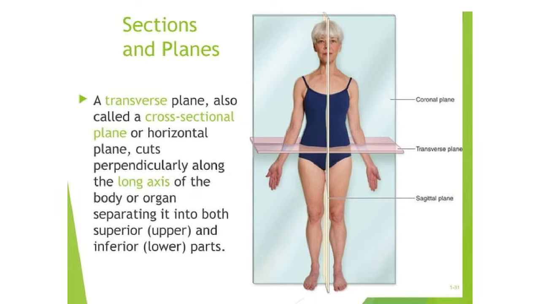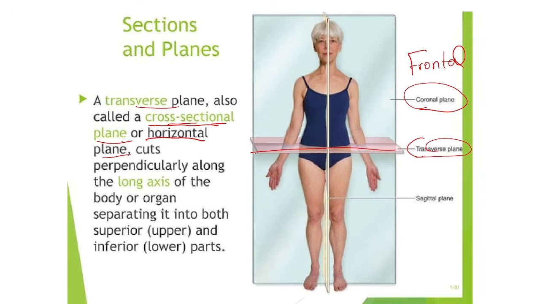Next plane, the transverse plane. The transverse plane is also called the cross-sectional plane. What is the other name for the coronal plane? That is the frontal plane. The transverse plane is otherwise called the cross-sectional plane or horizontal plane. This is a horizontal line. This horizontal line cuts perpendicularly along the long axis, dividing the body into two parts.